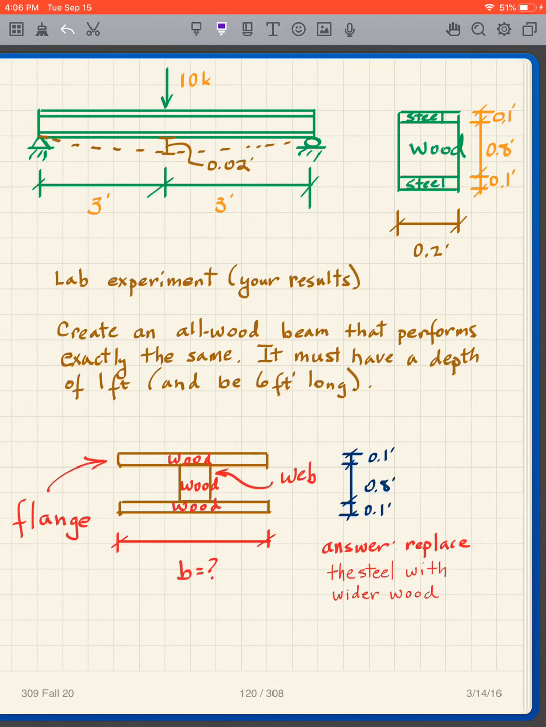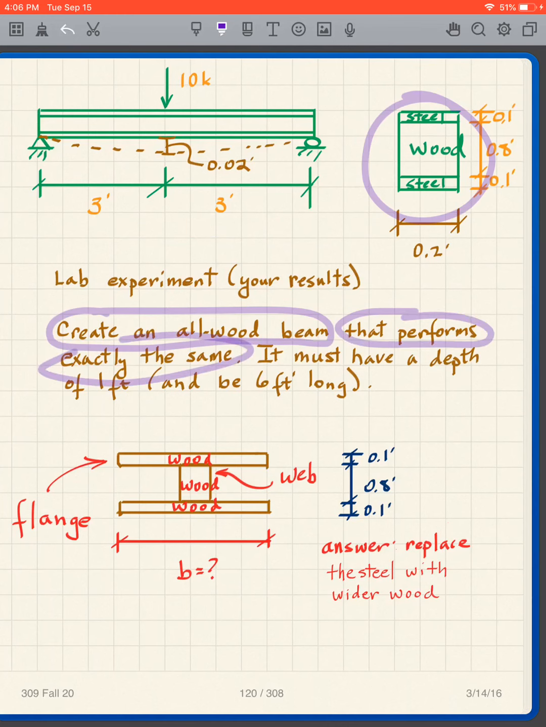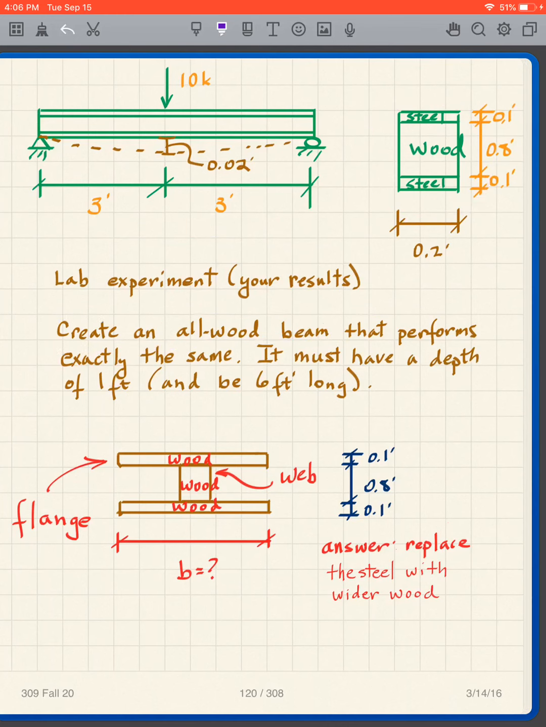Now what I want you to do is to create an all-wood beam. Okay, this is steel and wood, but I want you to make one that's all wood. And that performs exactly the same. In other words, I'm going to build an all-wood beam. It's going to be 6 feet long. And then it must have a depth of 1 foot. So in other words, a couple things. I've got to use this piece in the middle. I've got to replace this steel with wood. Okay, and I cannot, this is 1 foot, I can't make it more than 1 foot deep.